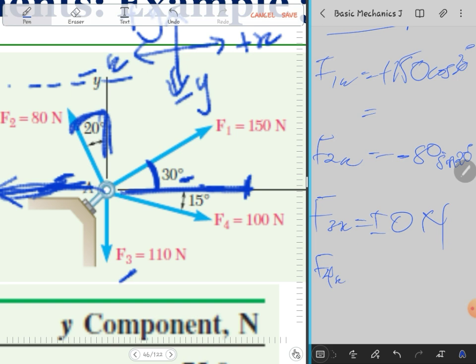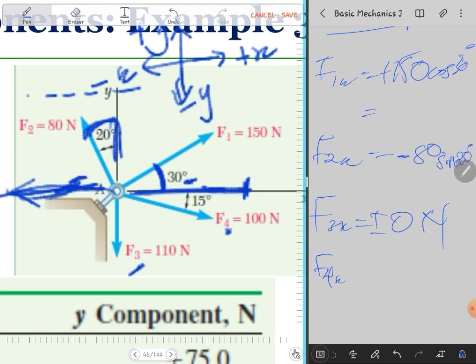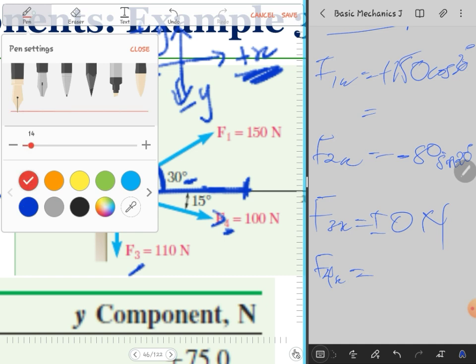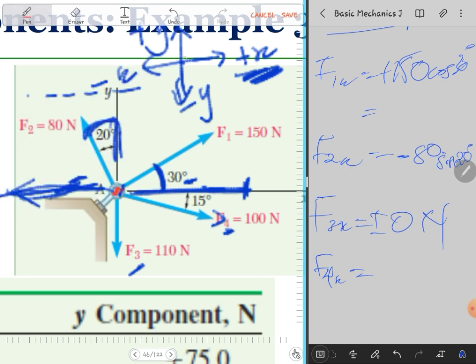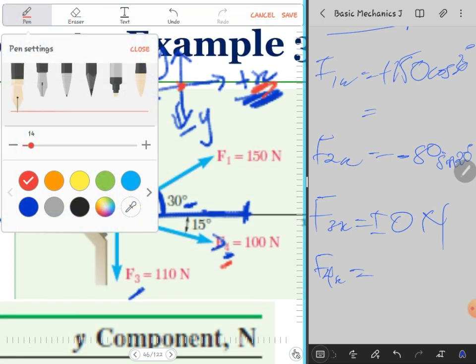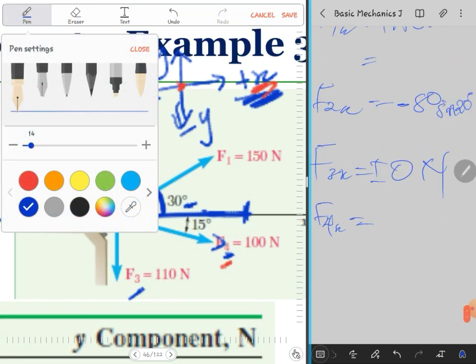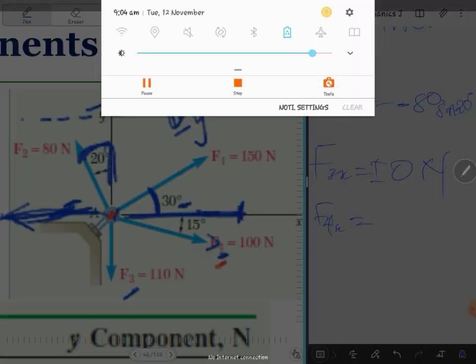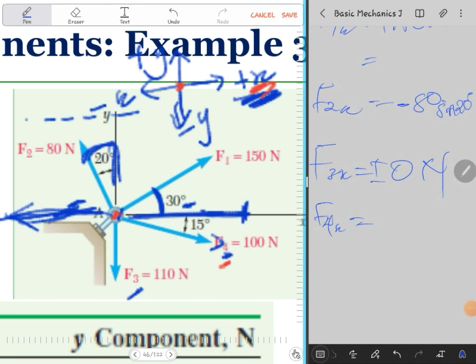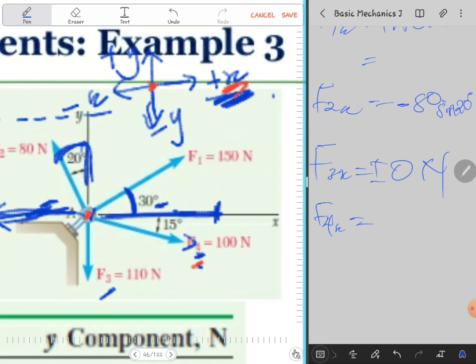And then F4x, this F4. Looking at it, will the x component be positive or negative? So you see it's here on this one, because this is the origin here. So positive x, positive about this. Alright, so the F4x, we want the horizontal component. So here we know it's positive because of this, so the direction is positive.